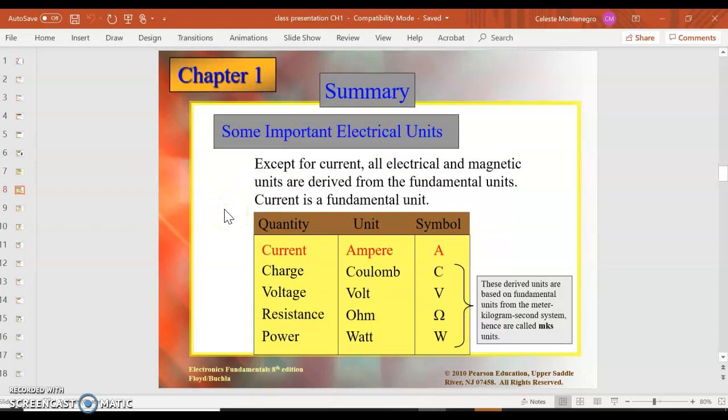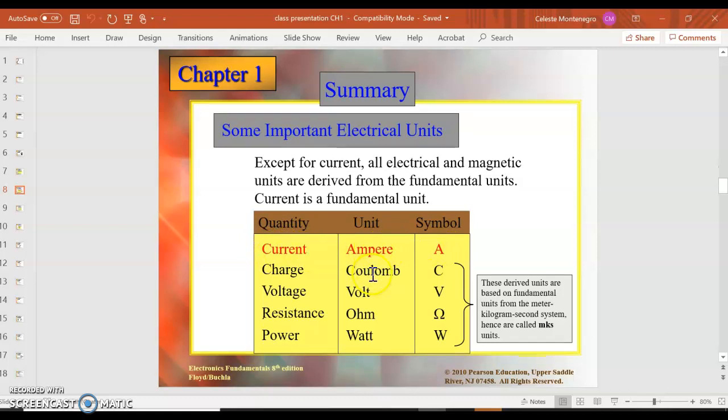We will get very familiar with these electrical units. Most of them are derived. They are not fundamental except the current, the ampere, which is the only fundamental unit. So we have the coulomb, the voltage, the ohms, and the watts. They are represented with specific symbols. It is important to remember that all these units, ampere, coulomb, volts, ohms, and watts, are named after the person who discovered that quantity.